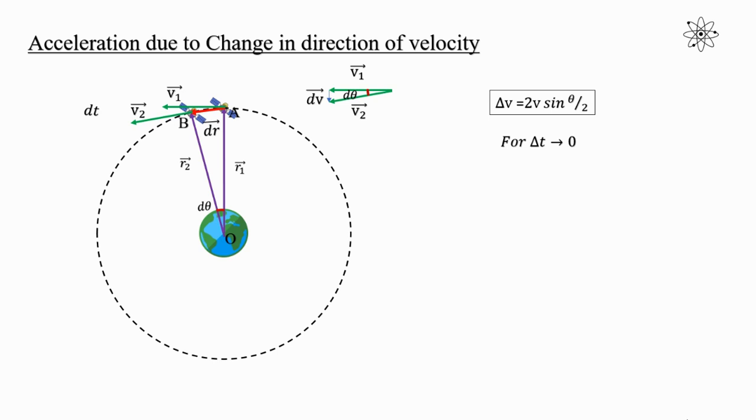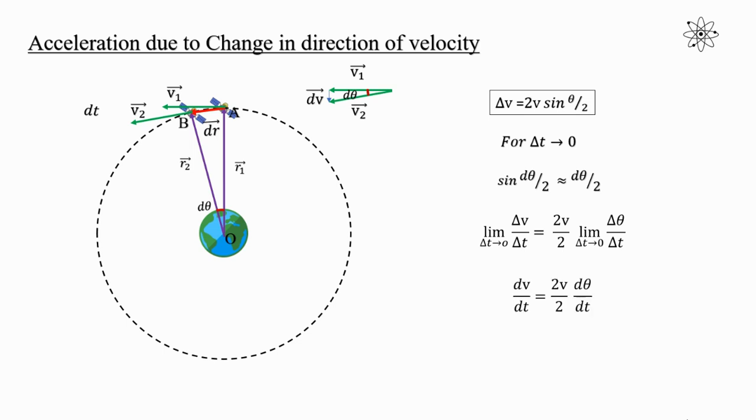For delta t tends to 0, sine d theta by 2 is approximately d theta by 2. Now let's take the limit of the above equation. The limit of average velocity as delta t tends to 0 is equal to 2 into v divided by 2 into the limit of average angular velocity as delta t tends to 0. From this, we have dv by dt is equal to 2 into v divided by 2 into d theta by dt. 2 gets cancelled.